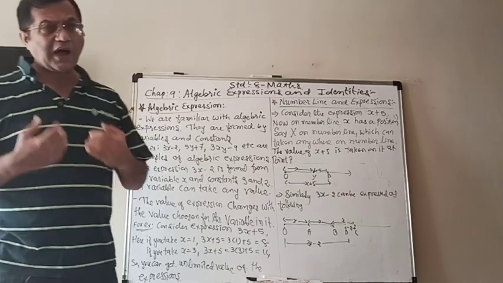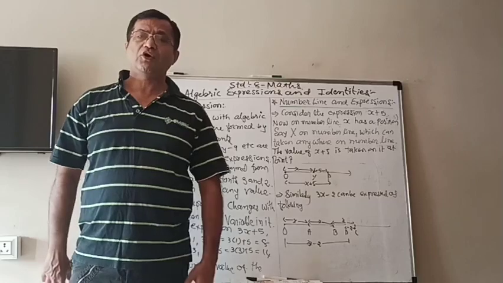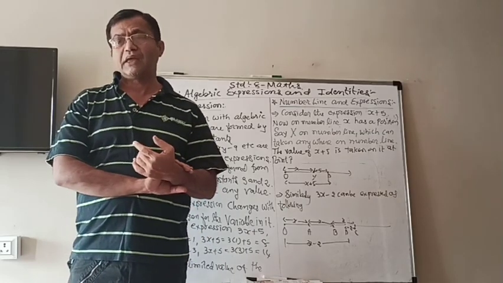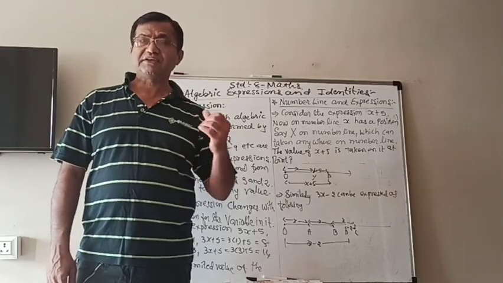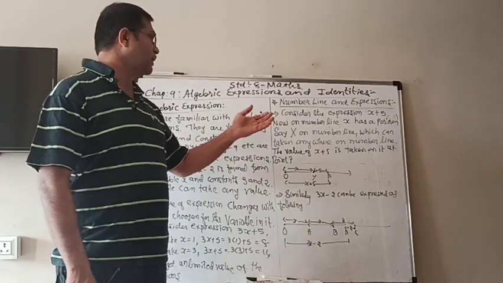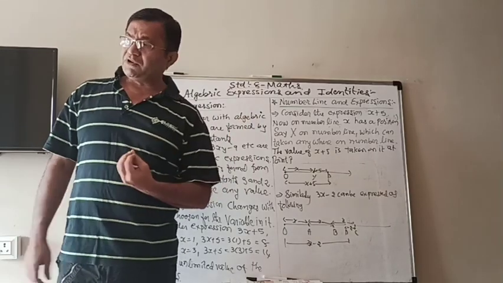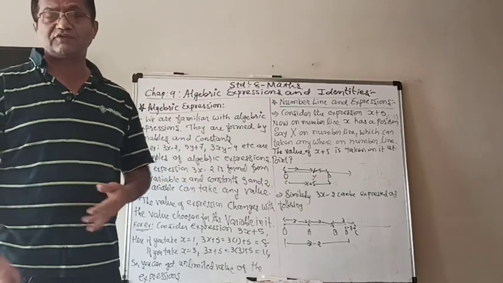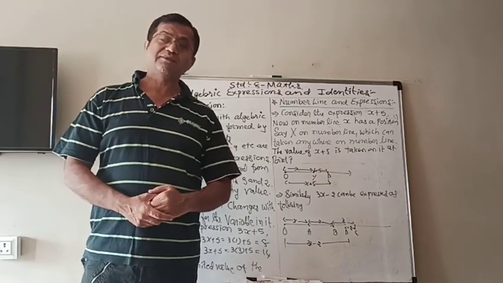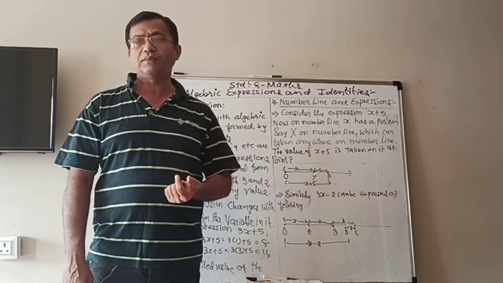Now we know how to locate the constants, meaning the numbers, on the number line. Now we can also express these variables and the expressions on the number line. For that, we have to consider something. We cannot get it exactly because the value of that variable is unknown.